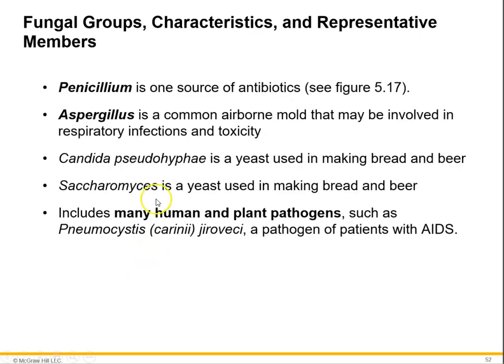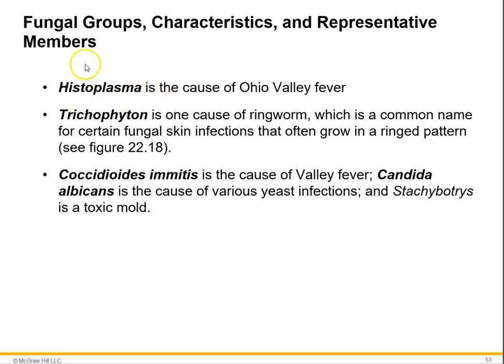All right, phylum 2 has several notable species. In particular, it has Penicillium. This genus is one source of antibiotics. Particularly, this is where we get penicillin from. Aspergillus. This is a common airborne mold, can cause respiratory infections, and it's also toxic. Pneumocystis jirovecii. This is, unfortunately, a common cause of pneumonia in patients with AIDS. You've got Histoplasma, the cause of Ohio Valley fever or histoplasmosis.